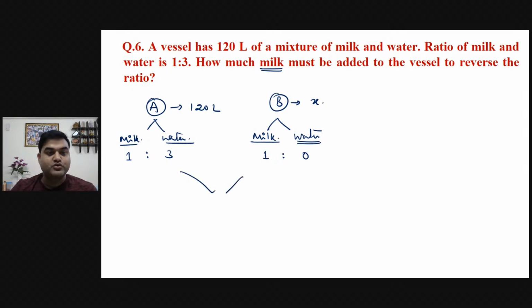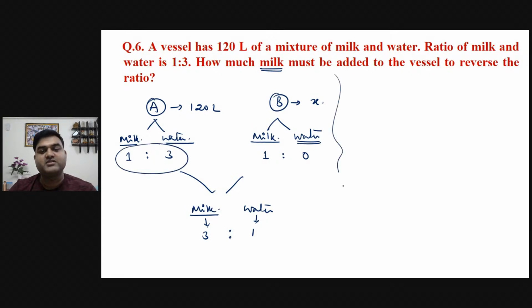After adding these two, what should be happening? They are telling us the ratio should reverse. That is, milk should become 3 and water should become 1. This is the ratio now: 1 is to 3 will become 3 is to 1. Now try to understand how to do this.